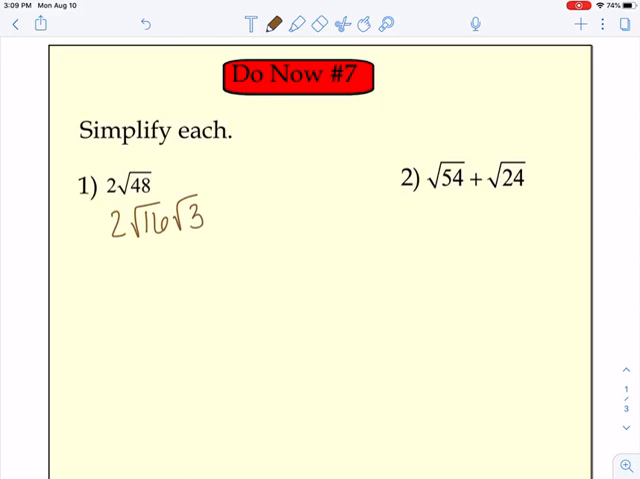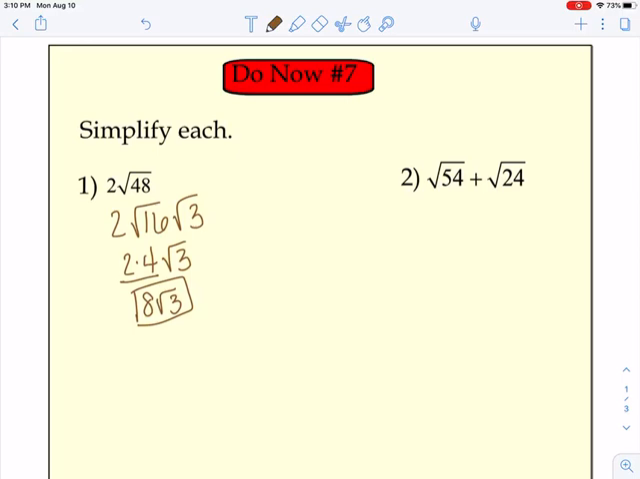Again, you haven't taken the square root of anything yet, so both those are still underneath the radical house, but now I can take the square root of 16. The square root of 16 is 4, so I'm going to have 2 times 4 times radical 3. And the last thing that we can do is multiply the 2 times 4. 2 times 4 is 8. So 8 radical 3 is going to be your final answer there. Again, you can't actually multiply the 8 and the radical 3. You can't multiply a number that's outside the radical house by a number that's inside the radical house.